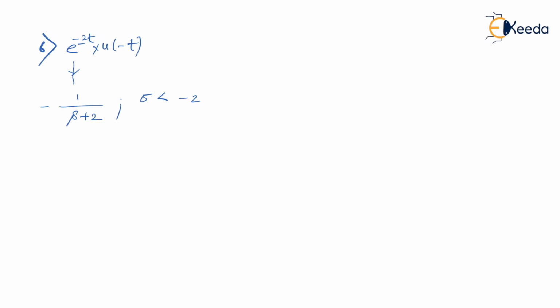Am I right? So this is your F of s, and this is your ROC. And now if I want to show the ROC, it is very simple to show. See, now see where the pole is present. Pole is present at minus 2, and it is present to the left hand side as ROC.